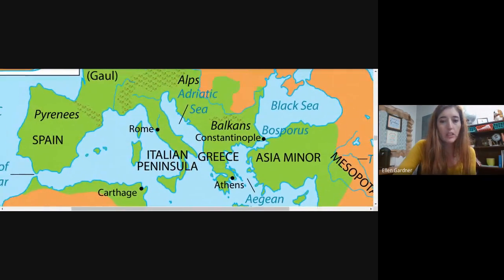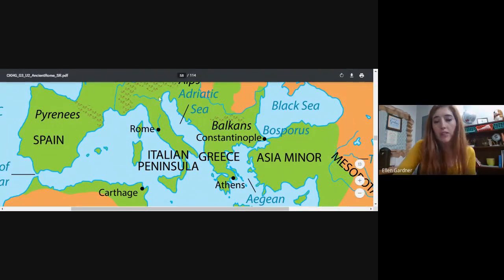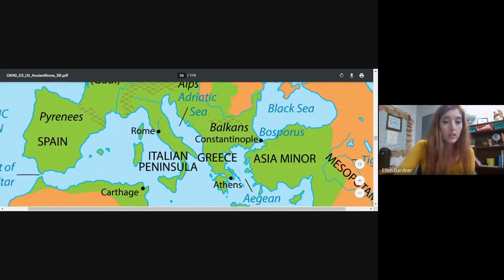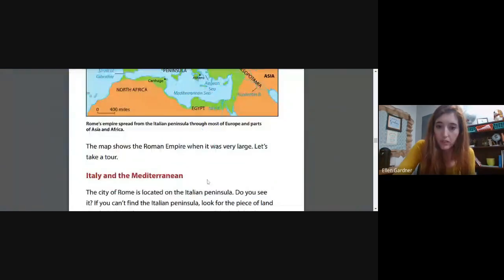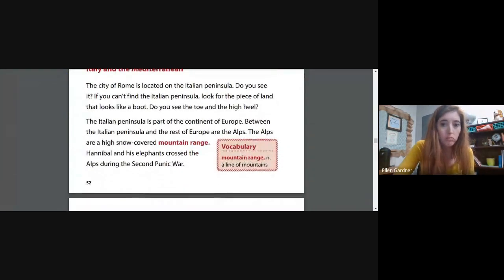The words Italian peninsula are kind of covering it up, but the country of Italy does kind of look like a boot, with this being the toe and this being the heel. And some people think of it as like kicking a soccer ball with the island at the toe of the boot. Now, the Italian peninsula is part of the continent of Europe.